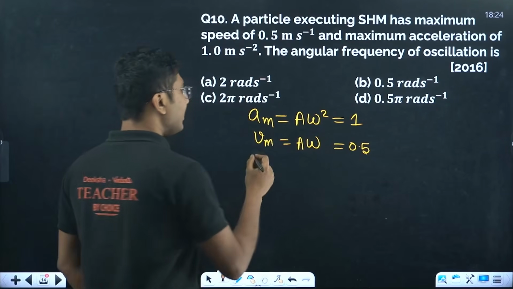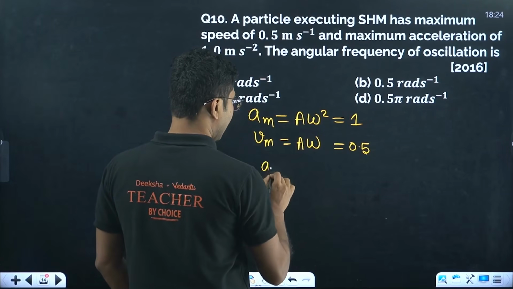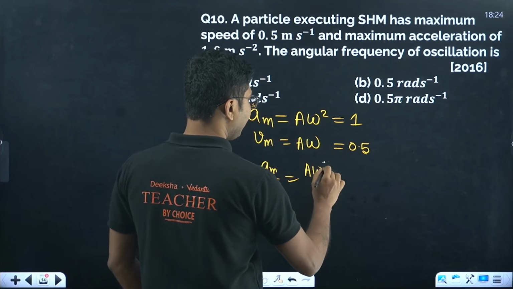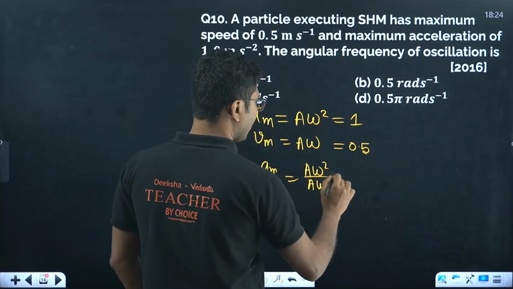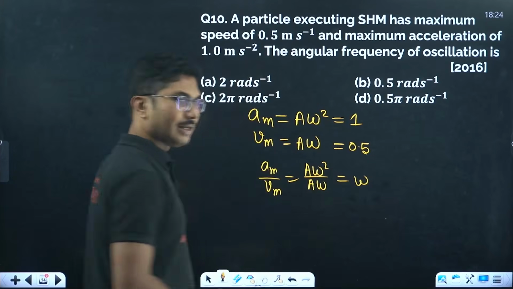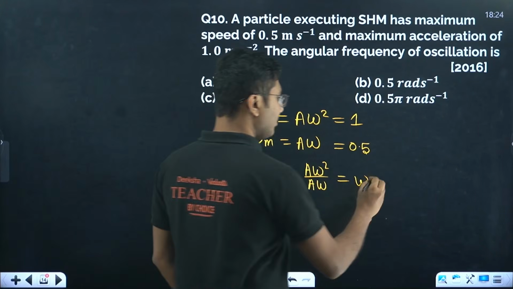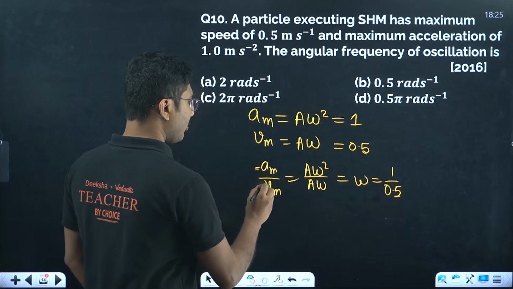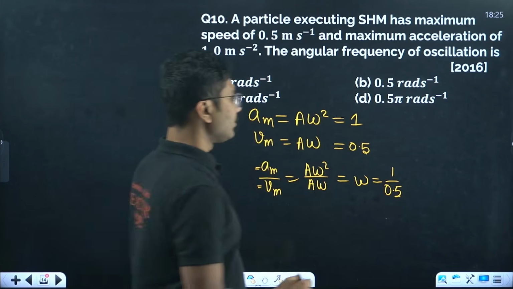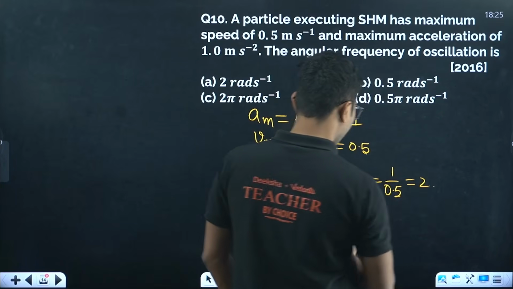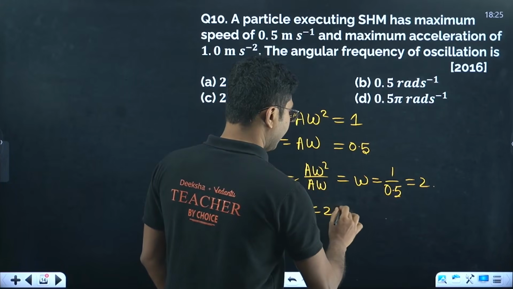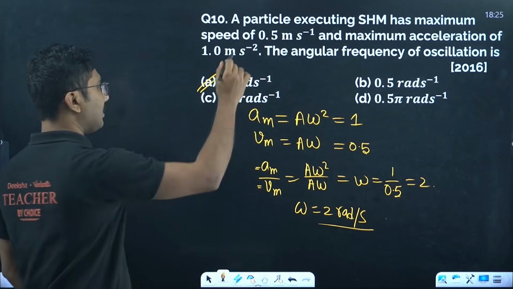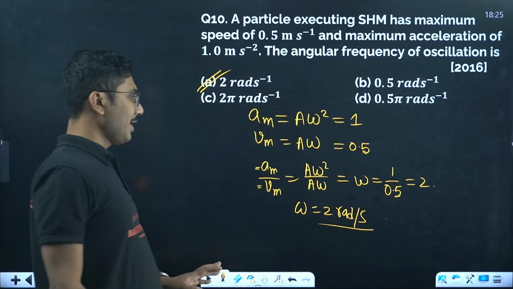How to do that? Very simple. You divide these two, AM by VM. If you do that, you will realize everything will cancel except omega. Only omega will be left. So that means this is equal to 1 by 0.5. You just put the values. So this will be 2, so omega will be 2 radian per second. No pi is there, pi will not automatically come, so it will be 2 radian per second.